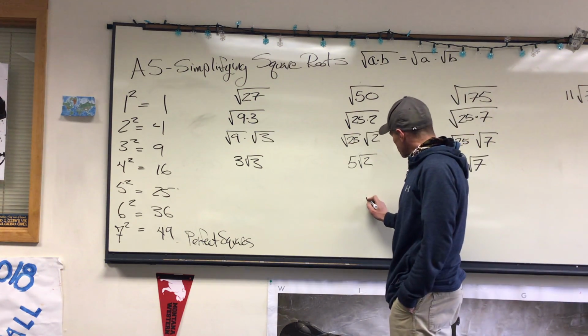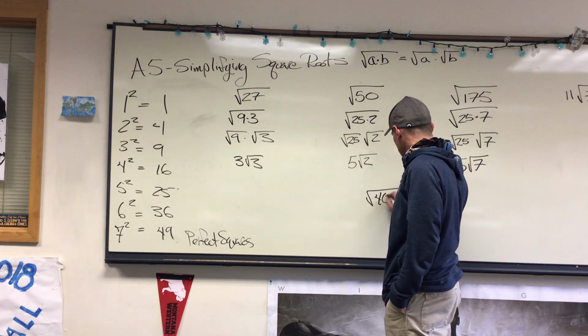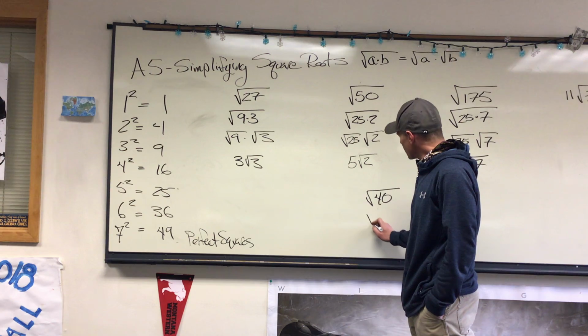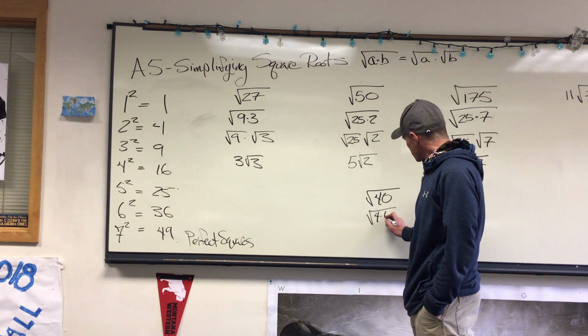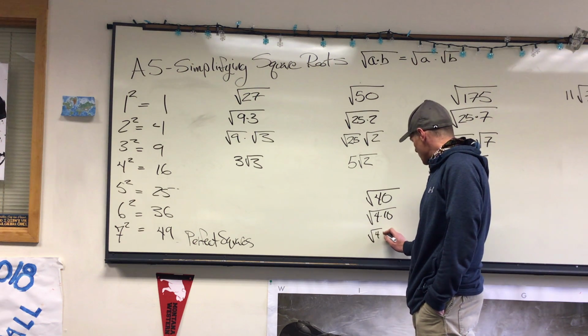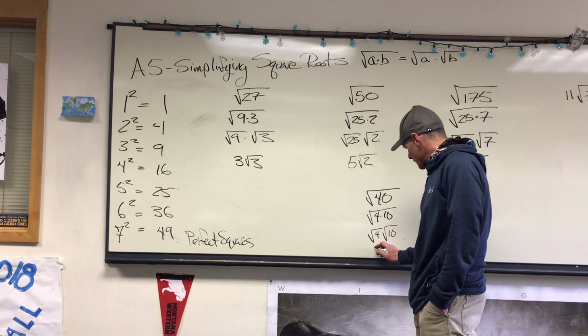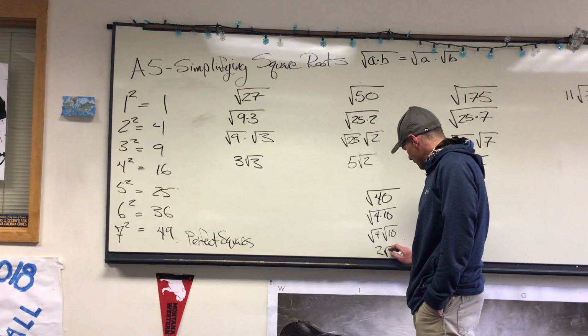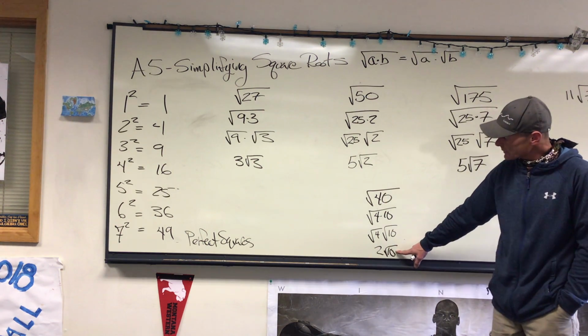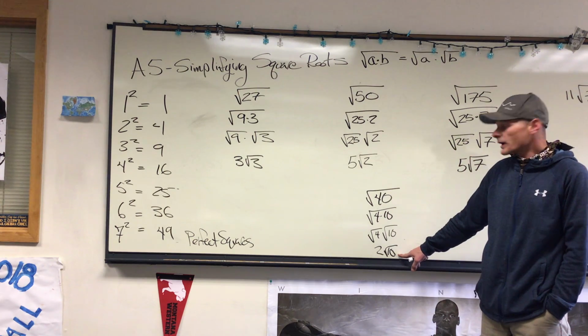Another one, the square root of 40. What's the biggest perfect square that you can see in there? Oh, that's right, 4. 4 times 10 is the same as 40, so we can do the square root of 4 times the square root of 10, and we're left with 2 square roots of 10. And that's all we can do. There is no perfect square that divides 10, so we're stuck. Okay?